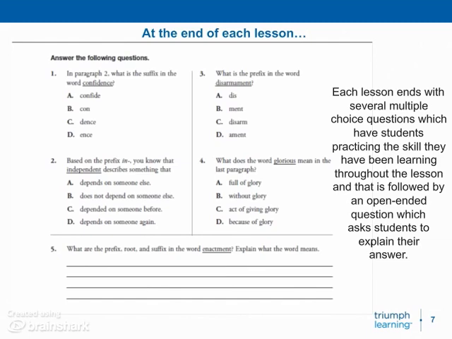Each lesson ends with multiple choice questions, which will have students practicing the new skill they have been learning. That is followed by an open-ended question, which asks the student to explain their answer and go back into the passage they have read to find evidence to support their answer.